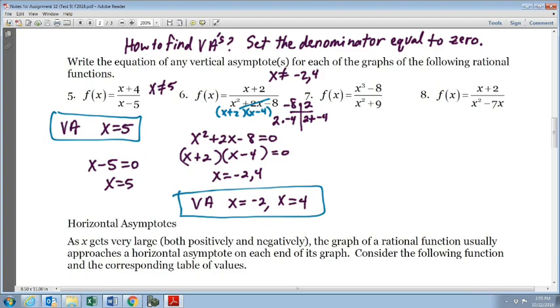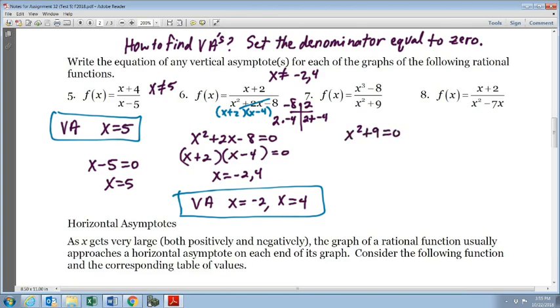The other thing I want you to notice here is we're always writing them as equations. A vertical asymptote is an equation x equals some number because it's a vertical line. And similarly with horizontal asymptotes, it's going to be an equation y equals some number. All right, so on number 7 and 8, you may want to try these if you haven't already and see if you can figure out what vertical asymptotes we're going to have, if any.